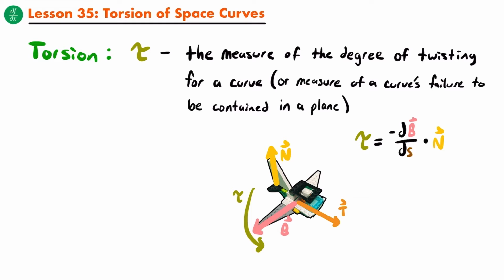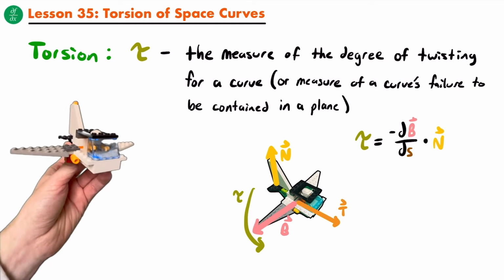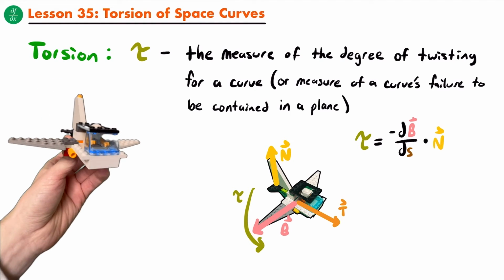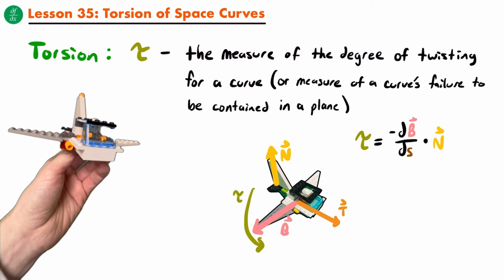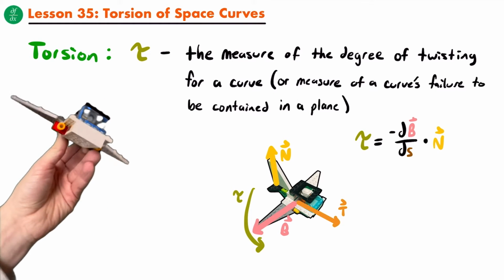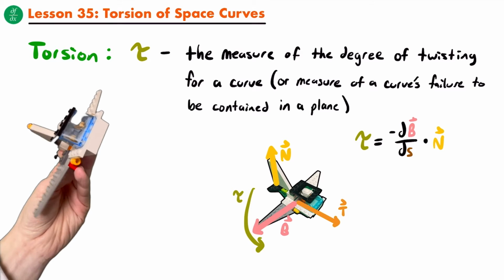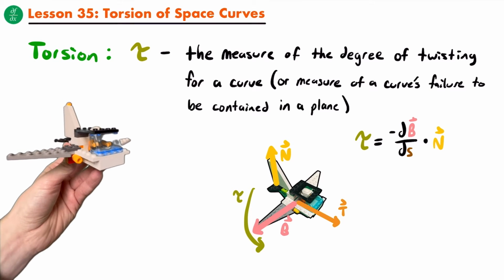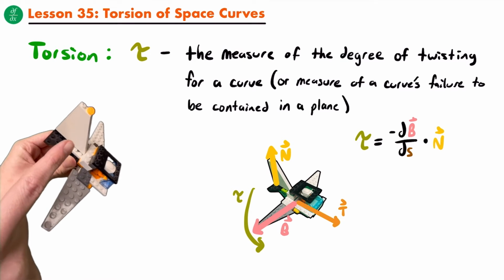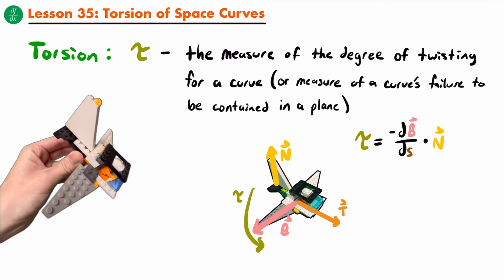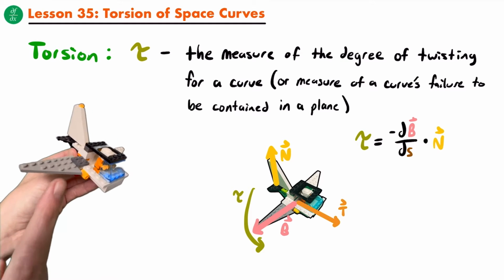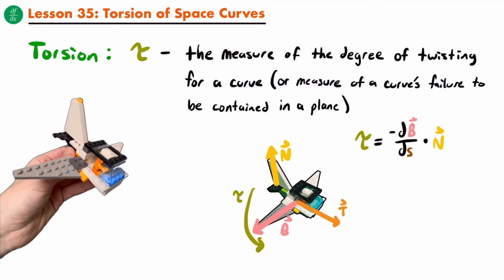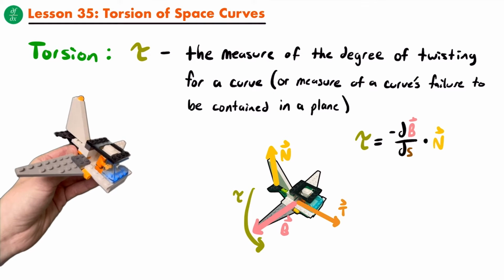And so to demonstrate my point, I'm going to bring back the Lego plane from the lesson on TNB frames. Remember that a motion of twisting would be anything like this, where the plane twists back and forth. All right, that is our motion of twisting. Remember that the tail fin back here represents the direction of turning, or the unit normal vector. And for this demonstration, this wing right here will represent the direction of twisting, or our unit binormal vector.